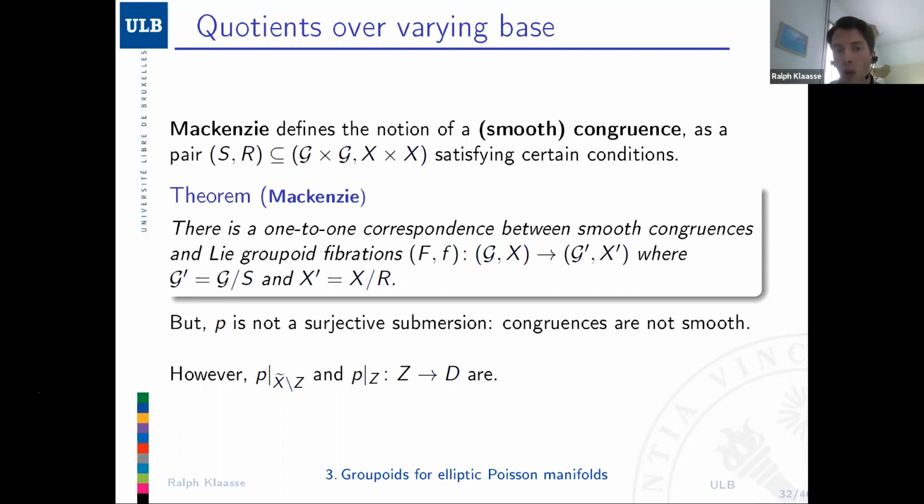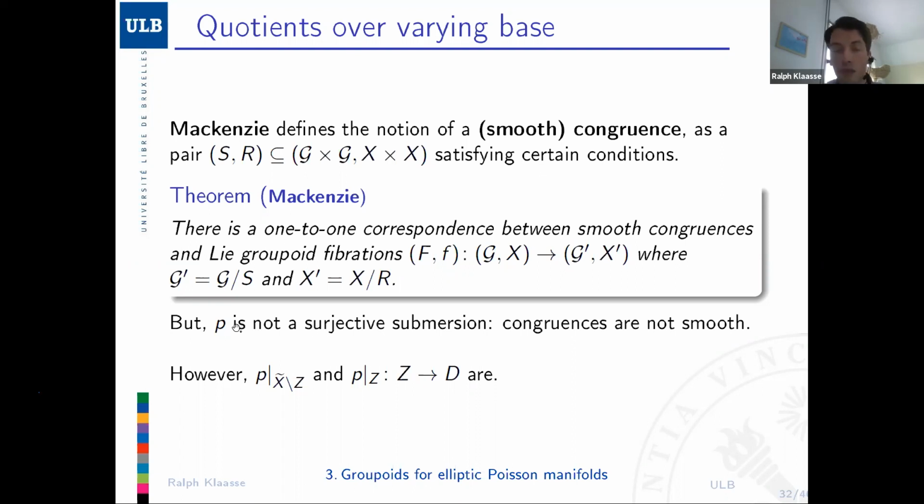Now, what you get then is a Lie groupoid fibration. In particular, the bottom map F will be a surjective submersion from X to X prime. Now, what we want to do is take a quotient of groupoids along P, the blow-down map. It is, however, not a surjective submersion. So we cannot use this smooth congruence business to get our quotient, because the congruence that we use is not going to be smooth.